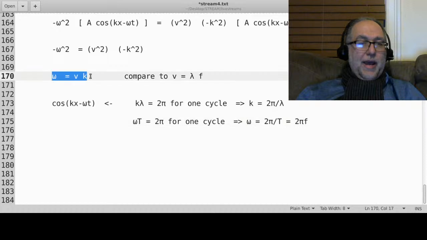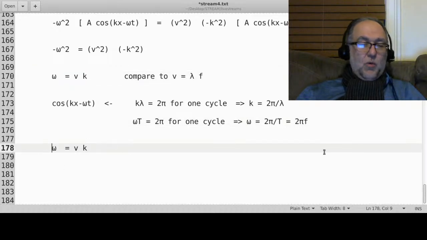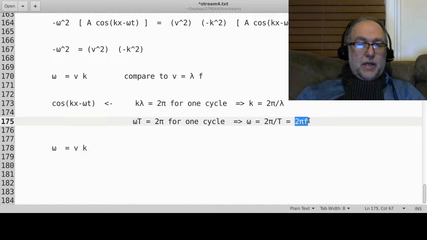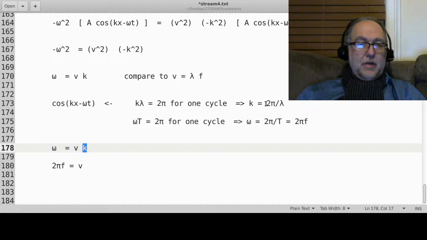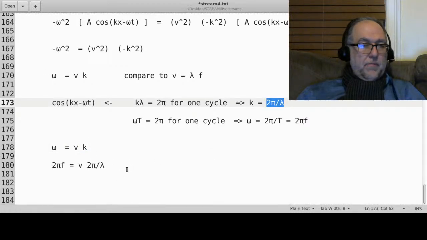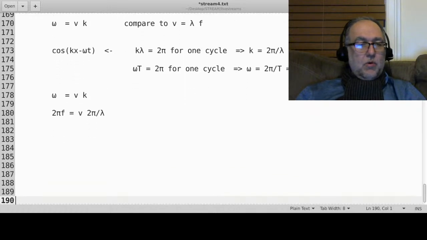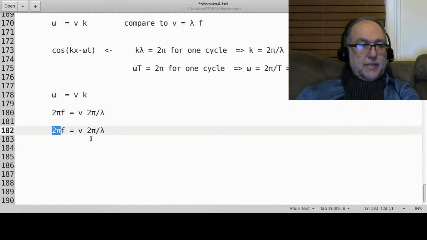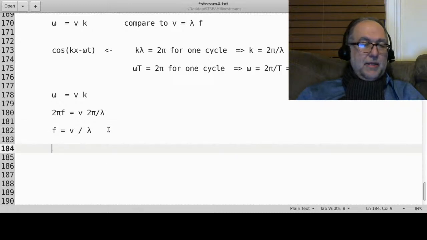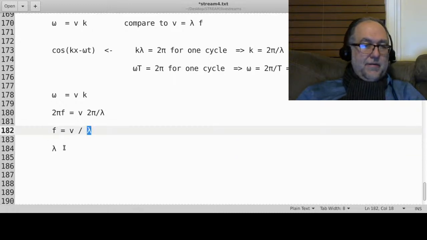Okay, so now what? Well, we have this equation, which we just got out of the wave equation by differentiating. Instead of omega, let's write 2 pi f. Omega is 2 pi f, and v is still just v. And for k, I have 2 pi over lambda. There we go. Now what? Well, both sides have a 2 pi, so divide that out. Now multiply both sides by lambda, and we get that lambda times f is equal to v.